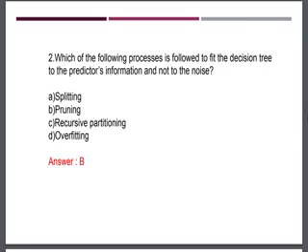Which of the following processes is followed to fit the decision tree to the predictor's information and not to the noise? Splitting, pruning, recursive partitioning, and overfitting. So the answer for this MCQ is pruning. Pruning is a data compression technique that is used to fit the decision tree to the predictor's information.